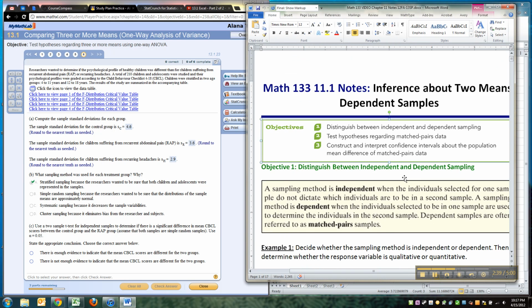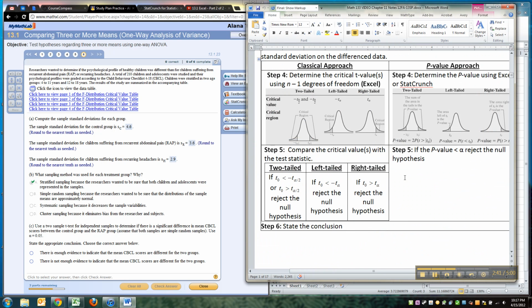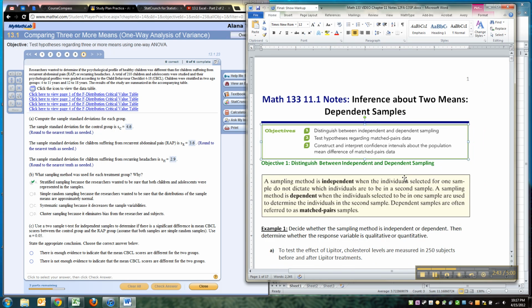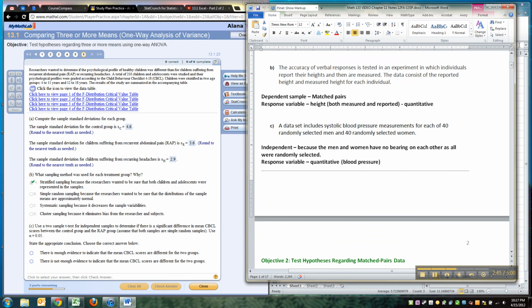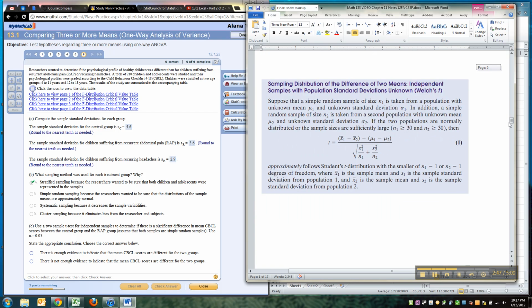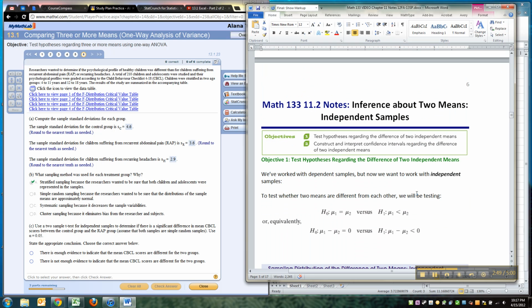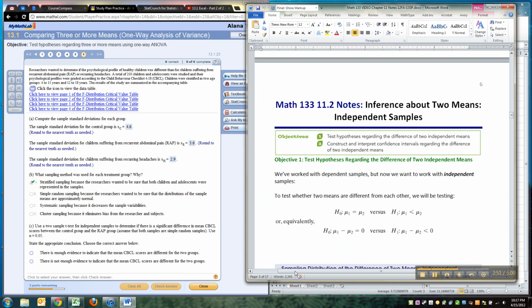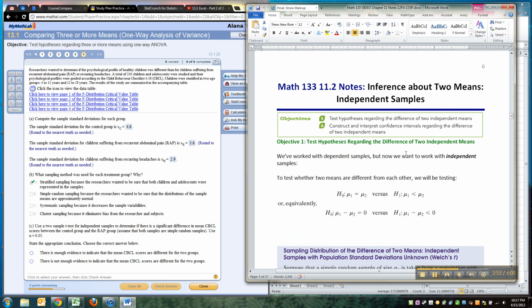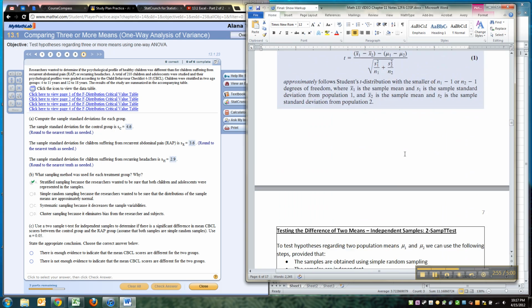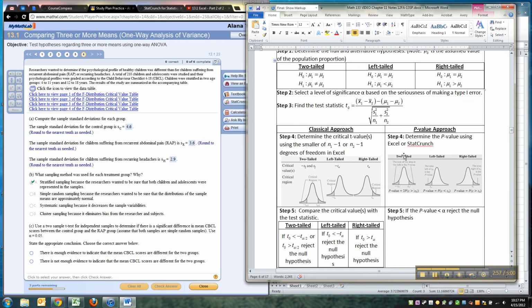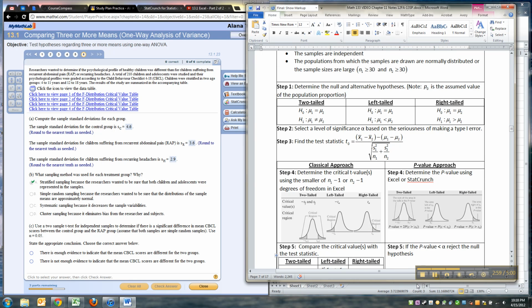Okay. So at this point, I'd like to remind everybody that we had notes for independent samples. That was section 11.2, if I'm not mistaken. So I'm going to scroll to 11.2. There it is. Okay, so we're going to be testing the difference in means for two independent samples, and we only want to know if they're different from each other. We don't really care about a direction. So it's going to be a two-tailed test.